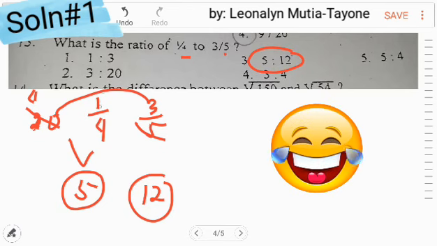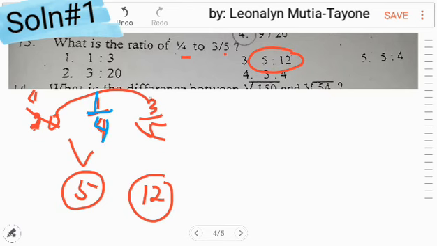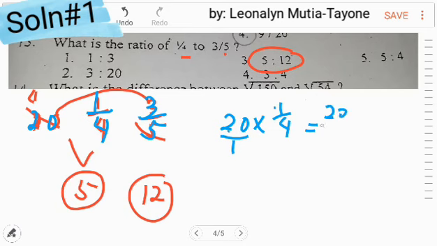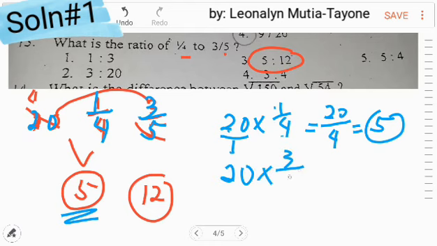So, itong 1/4 at saka si 3/5, i-multiply natin sila pareho ng 20. Separate natin para mas klaro lang. 20 times 1/4. So, mag-multiply tayo. Itong mga whole number, mayroon niyang mga imaginary na denominator na 1. So, automatic na tayo dito. This is numerator. So, 20 times 1 equals 20. 1 times 4 equals 4. 20 over 4, and that is 5. Kaya, 5 ito. Next, 20 times 3 over 5.